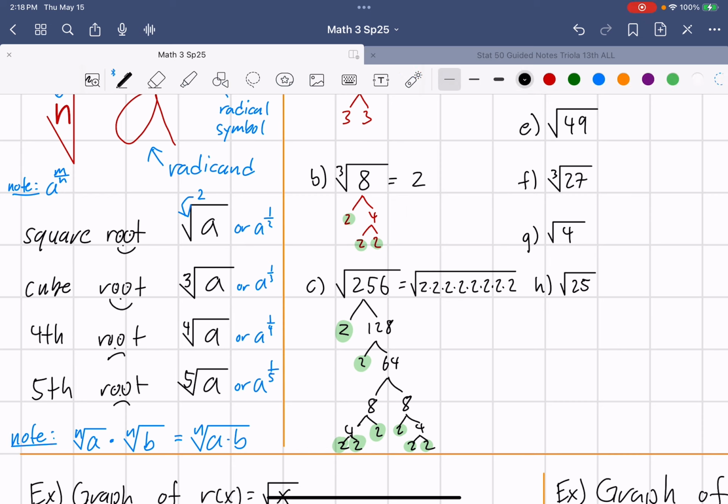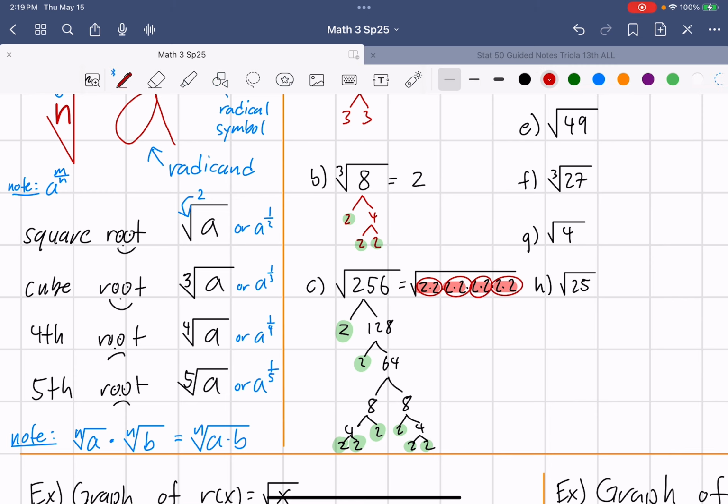But I can also break this down into pairs. And every pair I can find, because the index is 2, any group of 2, or group of 3, I can use to simplify out of this radical. So let me just highlight here our pair of 2's. Here's another pair of 2's, another pair of 2's, and another pair of 2's. So that means I can make 1, 2, 3, 4 groups of 2.